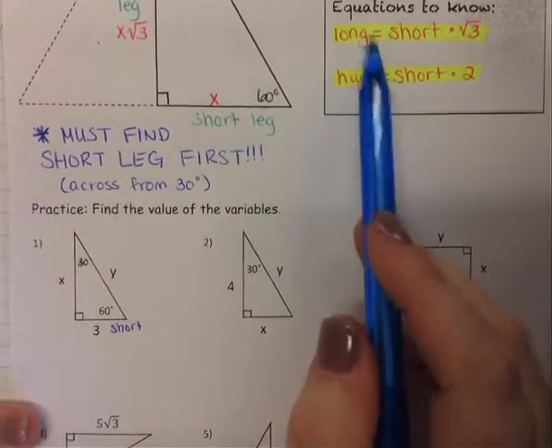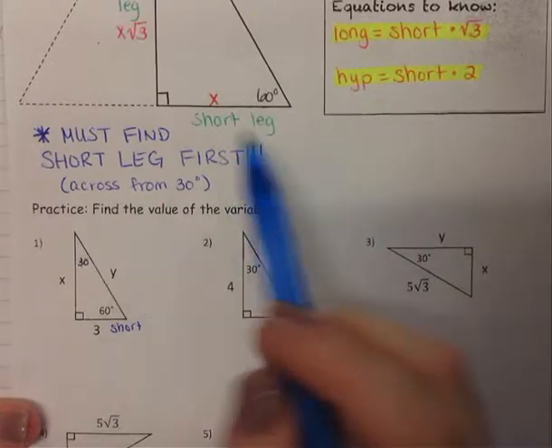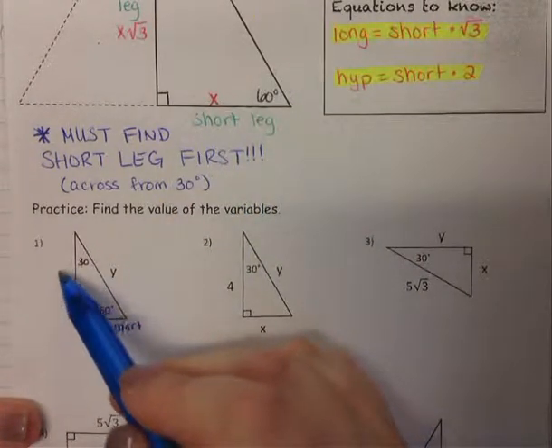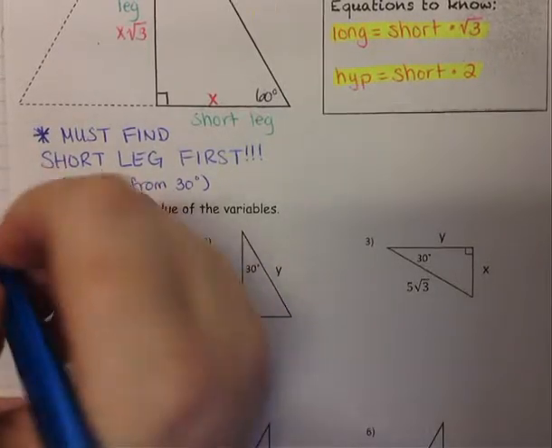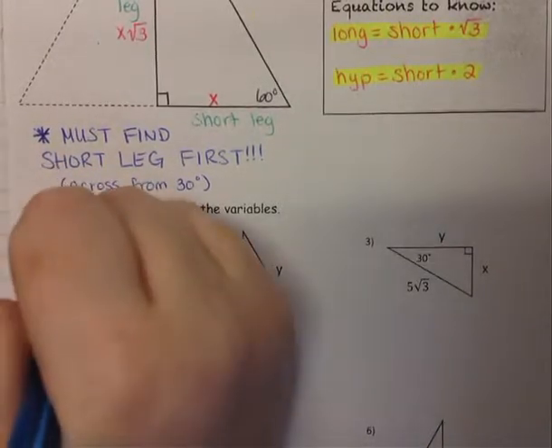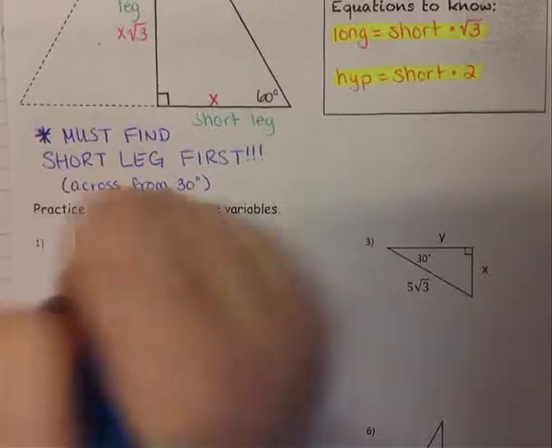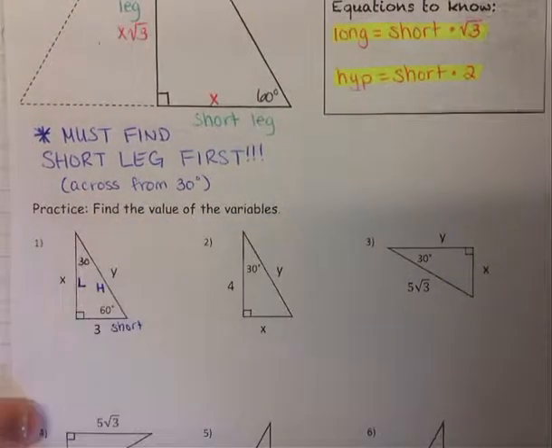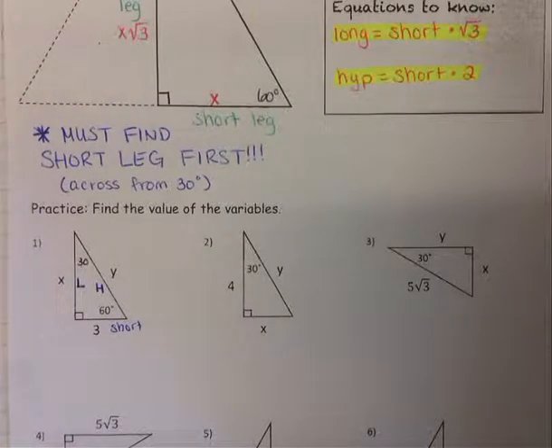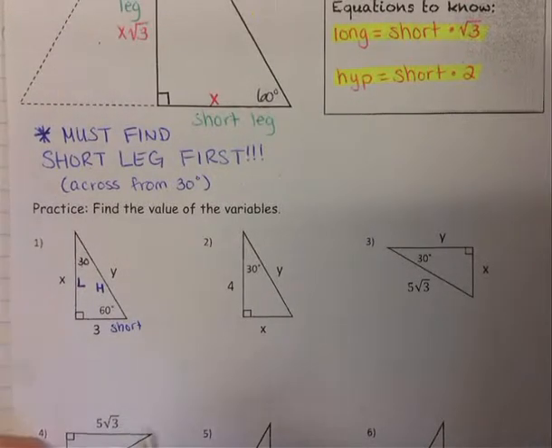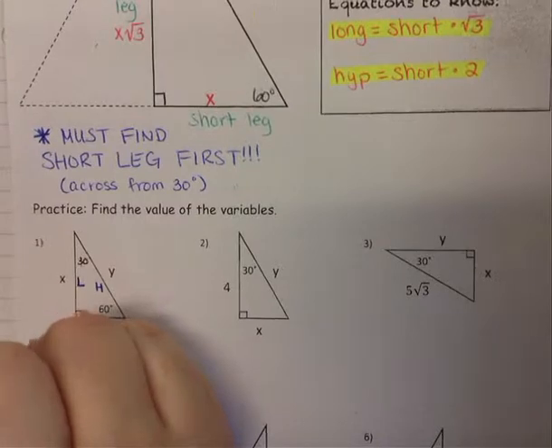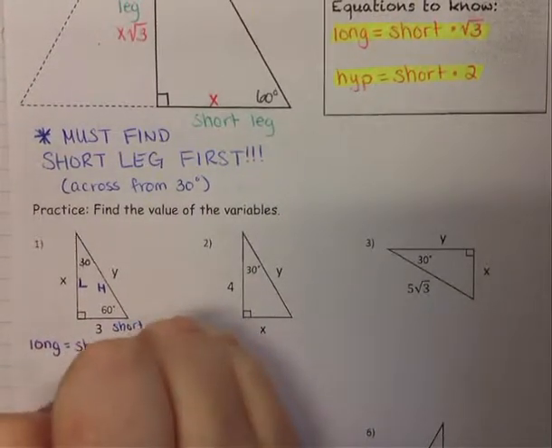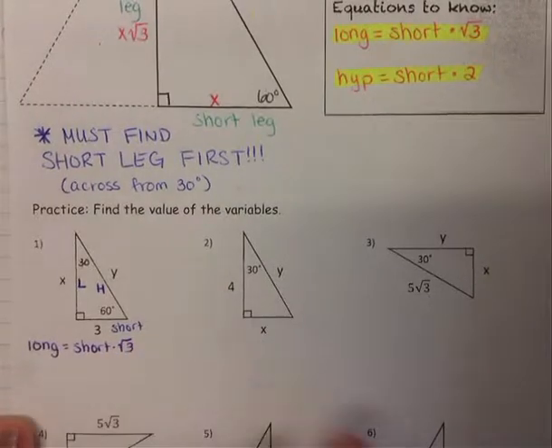Now our long leg is across from the 60 degrees. So if we look at the 60, go opposite the 60, that's our x. So our long leg is actually our x, and therefore our y would be our hypotenuse. So we can find both of those values. Using the equations, the long leg is equal to your short times the square root of 3.